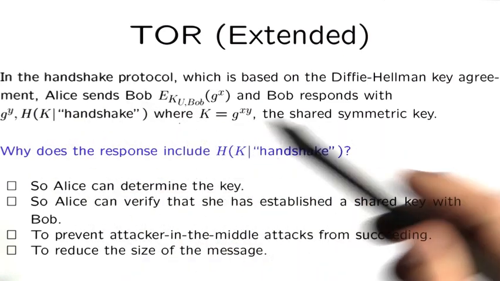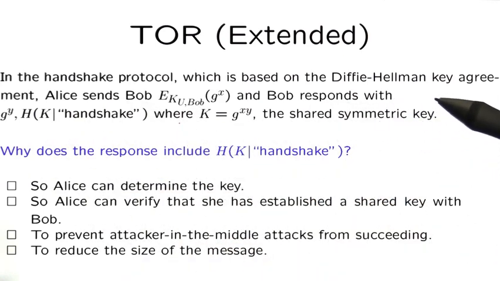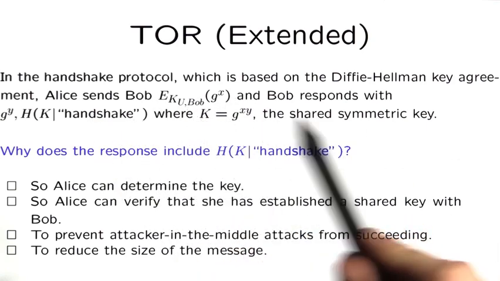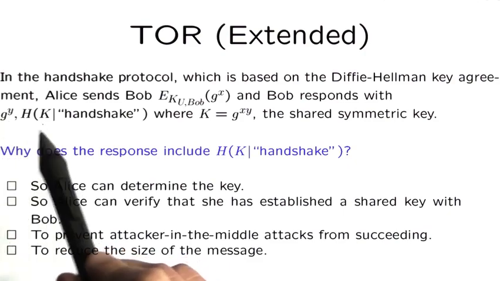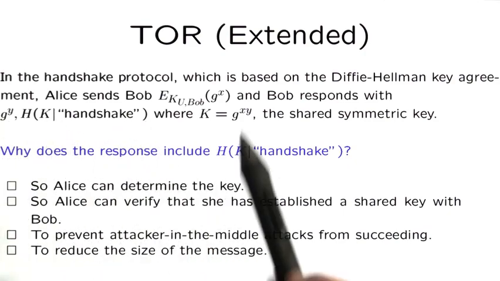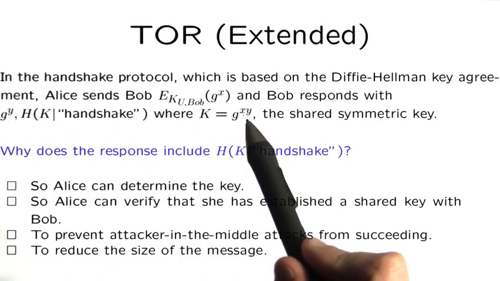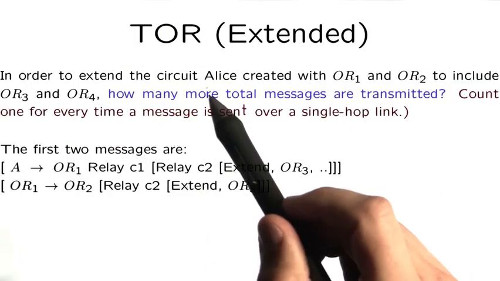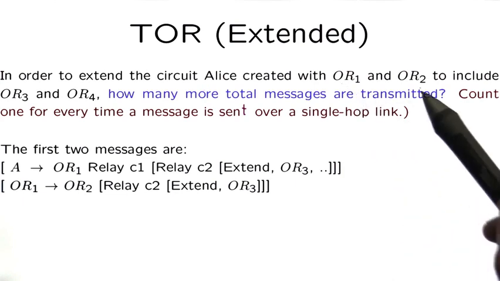In the handshake protocol, which is based on the Diffie-Hellman key agreement, Alice sends Bob G^X encrypted with Bob's public key, and Bob responds with G^Y and the hash of K plus the handshake, where K is G^XY, which is the shared symmetric key. The question is, why does the response include the hash of K and handshake? Check all that apply.